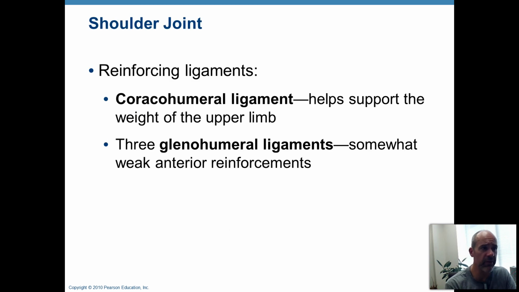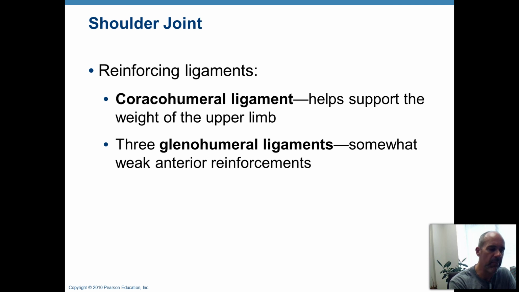So at the shoulder, reinforcing ligaments: the coracohumeral ligament helps support the weight of the upper limb, and then you have 3 glenohumeral ligaments between the glenoid cavity and the humerus that help provide some reinforcement on the front side of the shoulder joint as well. So the shoulder joint's pretty complicated, and it's not uncommon to damage those ligaments and wind up with shoulder pain, or people wind up needing surgery at the shoulder to restore proper function.